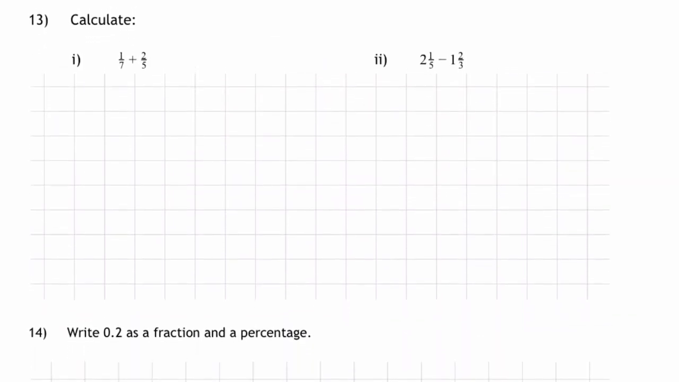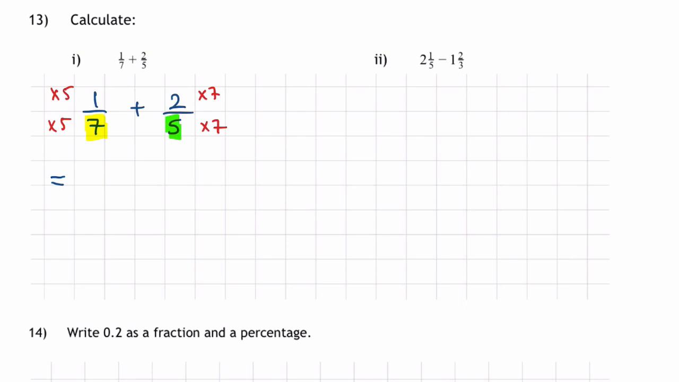Question 13, we have to calculate 1/7 plus 2/5. So 1/7 plus 2/5. We have to get a common denominator. And the way we do that is to this first fraction, the 1/7, we're going to multiply by this 5 here. So we're going to multiply by 5 in the numerator and multiply by 5 in the denominator. For the 2/5, we're going to multiply by this 7. So I'm going to multiply by 7 and multiply by 7. And that will give me a common denominator.